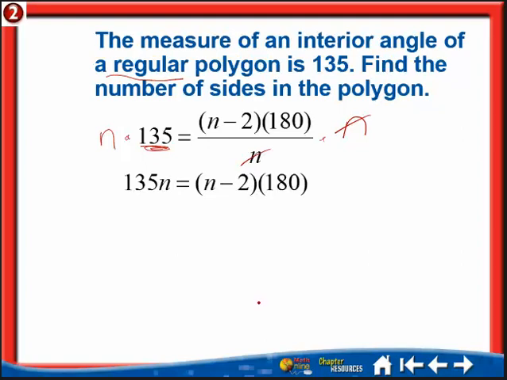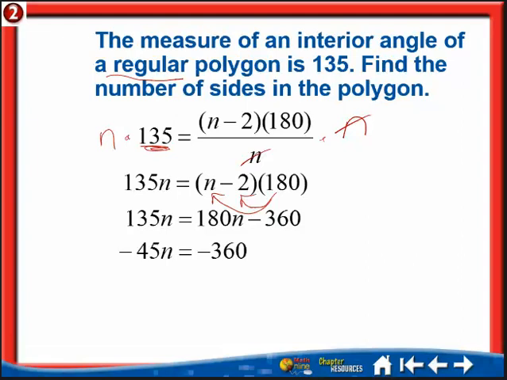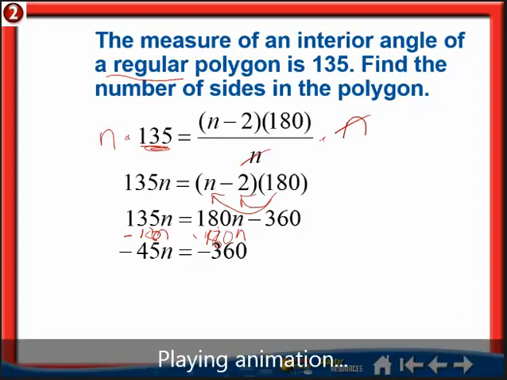Now what am I going to do? I have a set of parentheses with something outside my parentheses. I have to distribute. Okay, now it should look familiar to you. We moved our n over, we subtracted 180. Oops, 180, pen didn't want to work. 135 minus 180 is negative 45. Now divide by that negative 45 and I get 8.